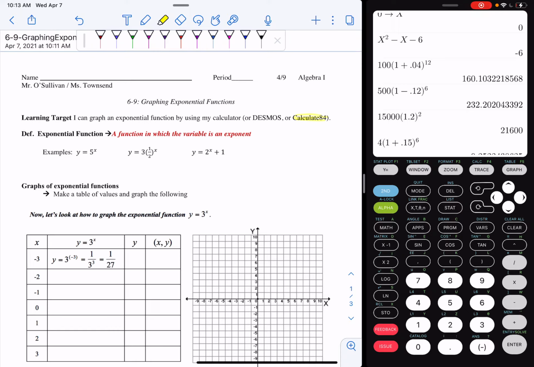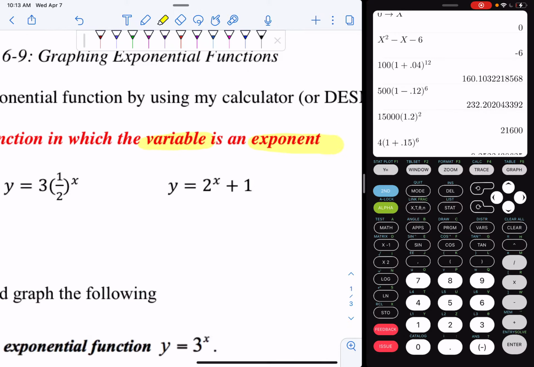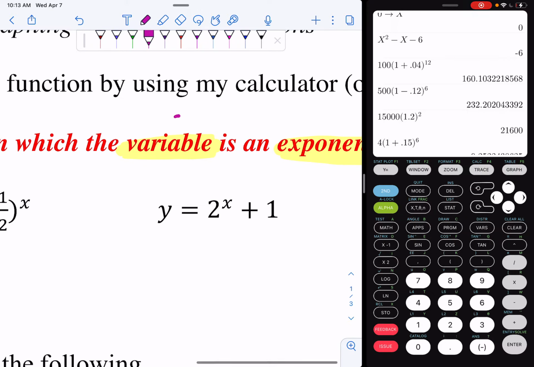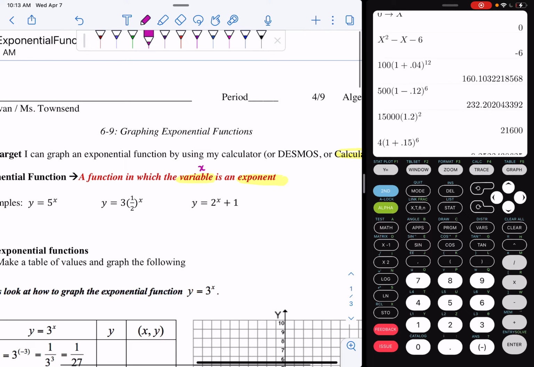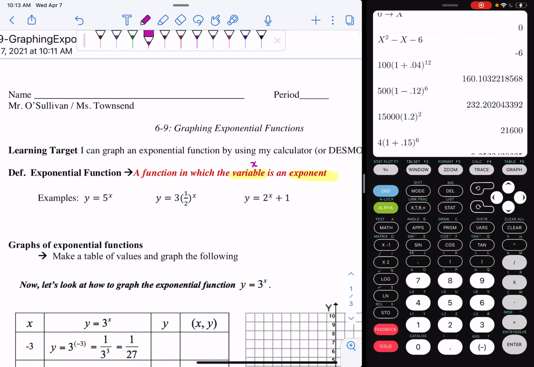So by definition, an exponential function is a function in which the variable is an exponent. So I'm going to be putting my x in as an exponent. So here are some examples of exponential functions. My first one is y equals 5 to the x. And the reason why this is exponential is because, look, my x is an exponent.